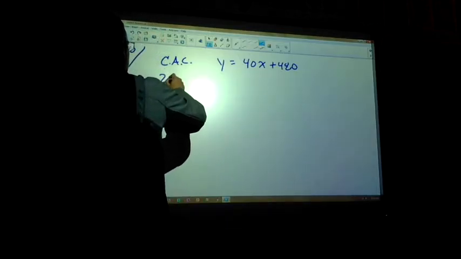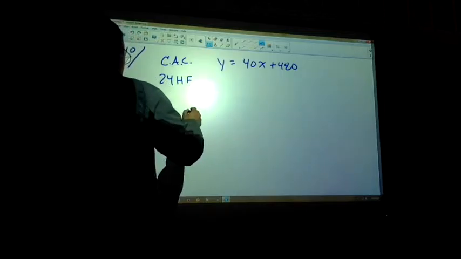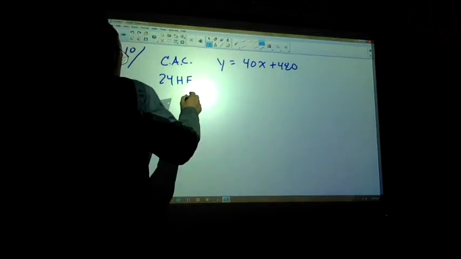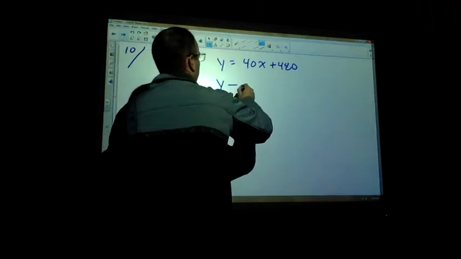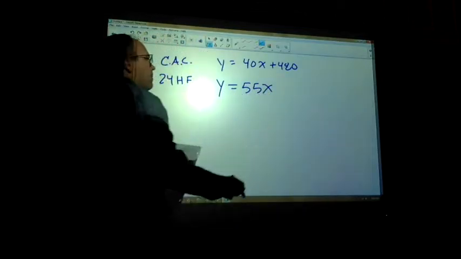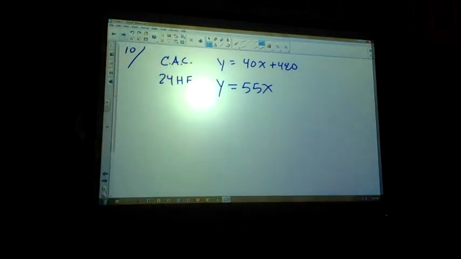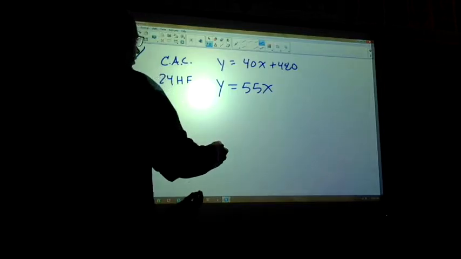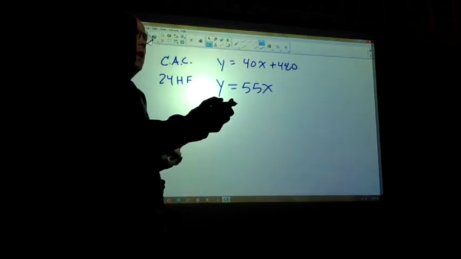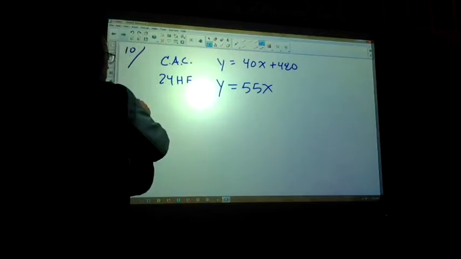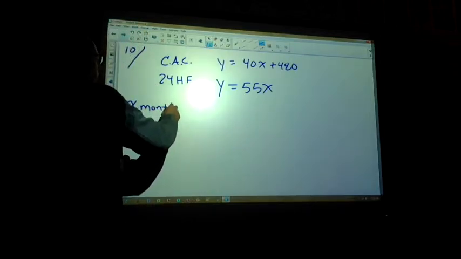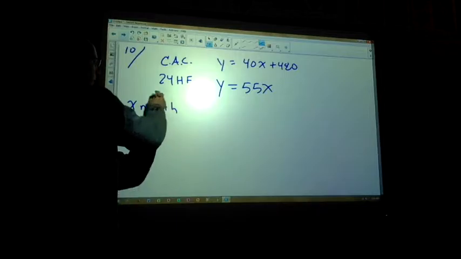24 Hour Fitness has no initial fee, but it's $55 per month. We could put plus 0 if you wanted to. So there's your two equations for the two places. How many months do you have to join for it to be the same price? So we're thinking about where these would intersect, where they would be the same value. So x is your month, and y is what your cost would be.